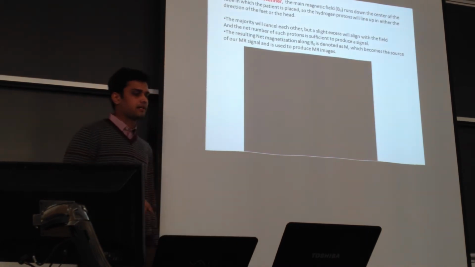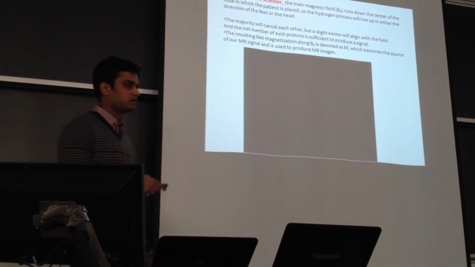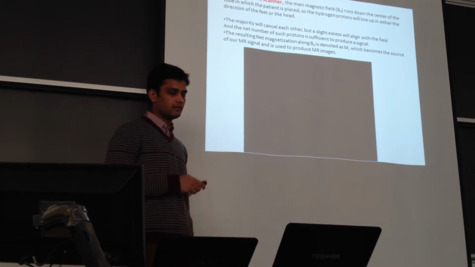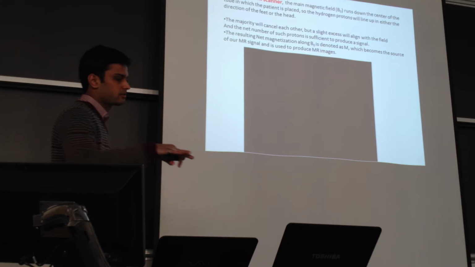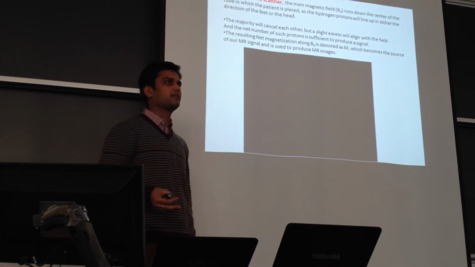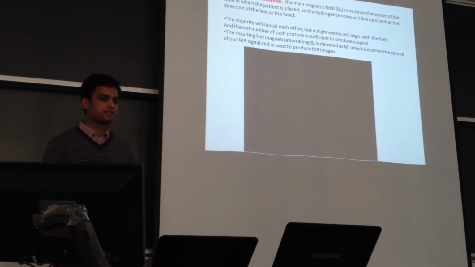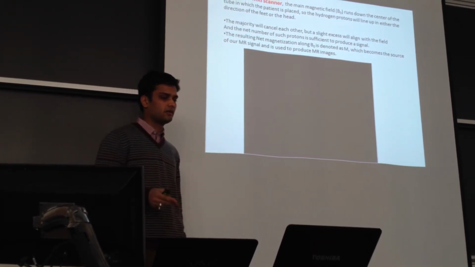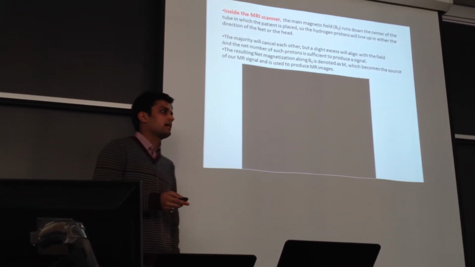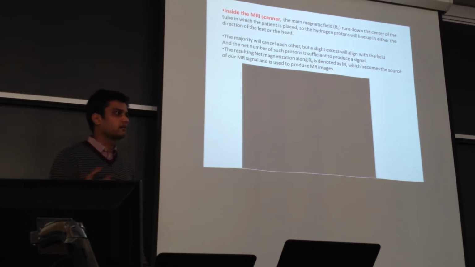So inside the MRI scanner, as we saw in the image of the MRI machine, the magnetic field runs down the center of the tube in a horizontal direction. So you can imagine that when a subject is placed inside the machine and when the main magnetic field is turned on, the hydrogen protons would line up either in the direction towards the head or the feet.